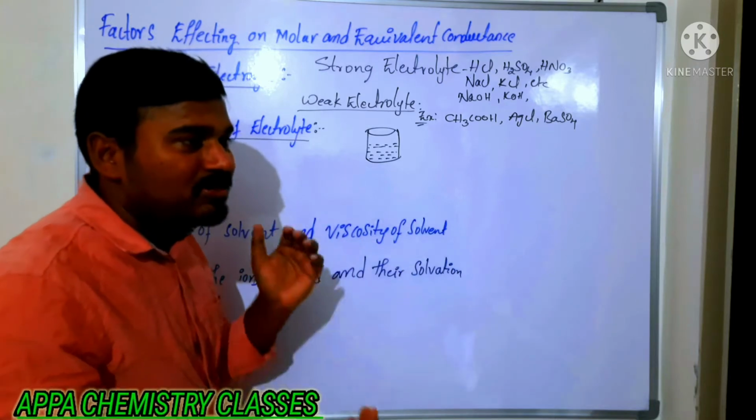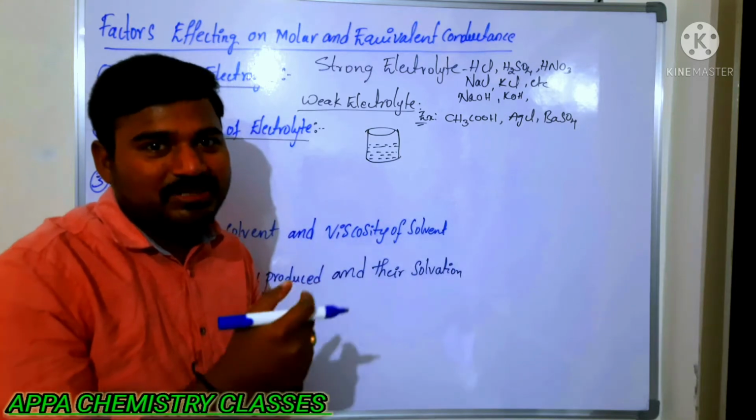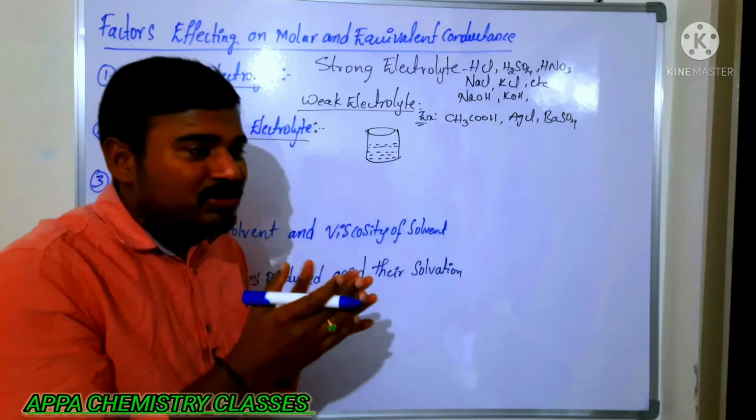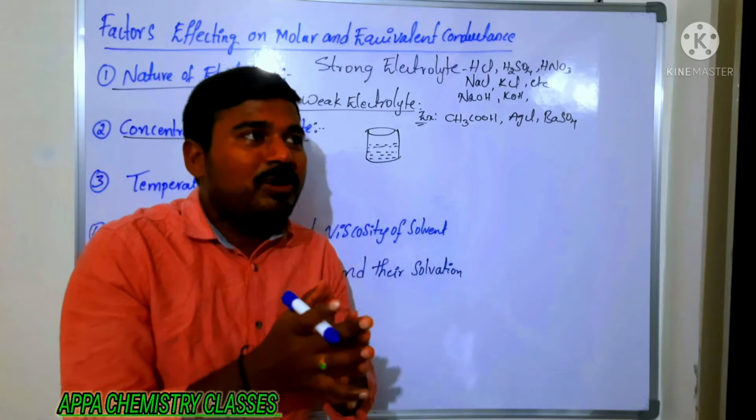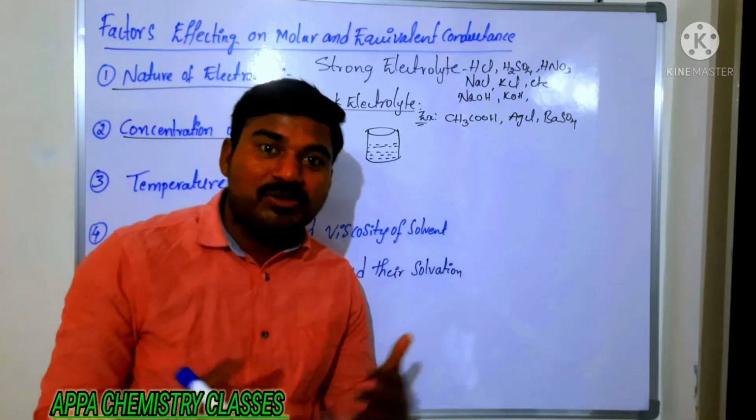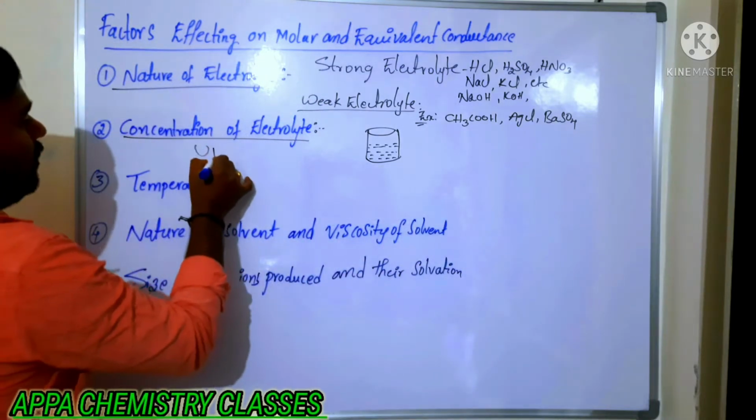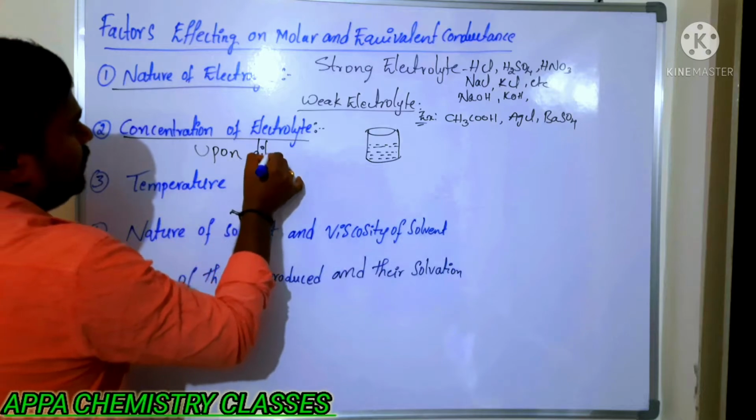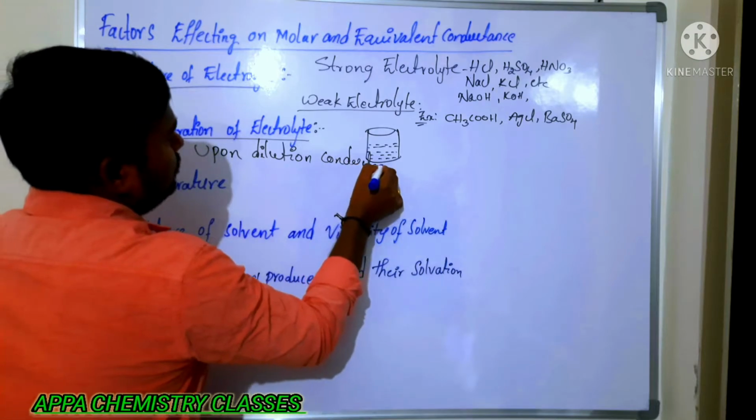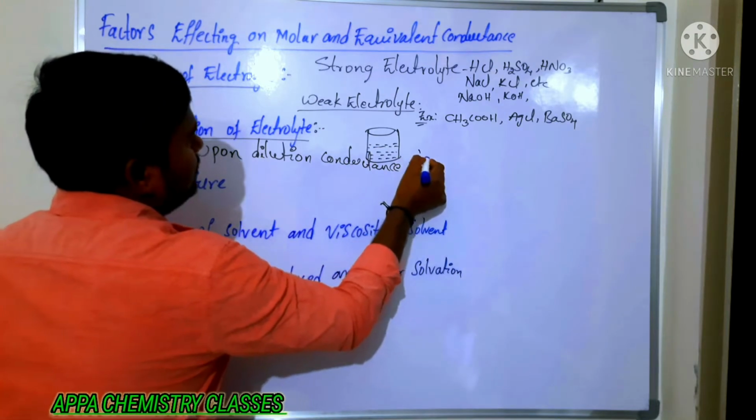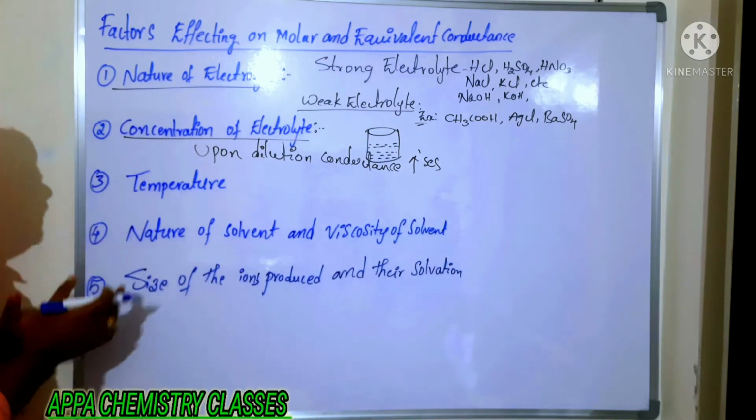Upon dilution, conductance increases, because whenever you add more water, the degree of dissociation of the electrolyte is higher. When the degree of dissociation is higher, more ions are produced, and these ions are separated by larger distances because more solvent is there. So upon dilution, conductance increases. That is, molar and equivalent conductance increase upon dilution, which is very important.